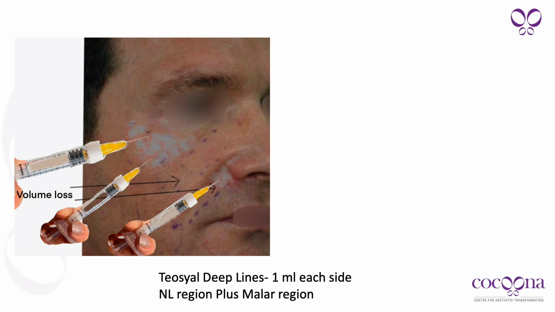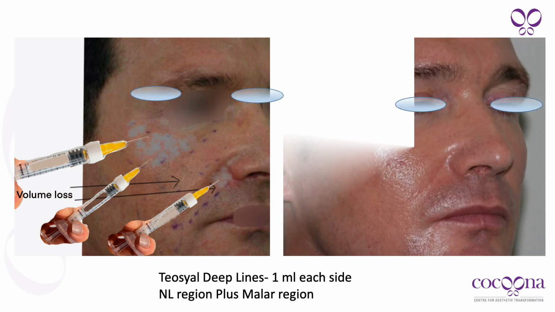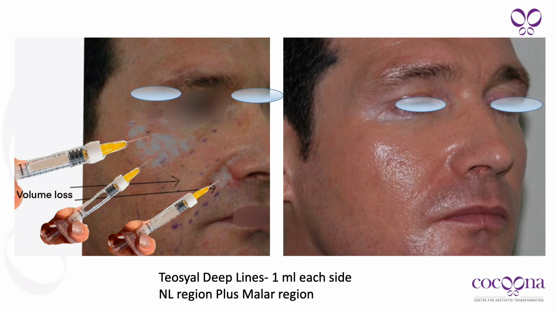And the technique I've used here is use of a needle, just injecting subcutaneously in the anterior cheek area and subcutaneously in the nasolabial area, and that's after the use of 1 ml of filler on each side.